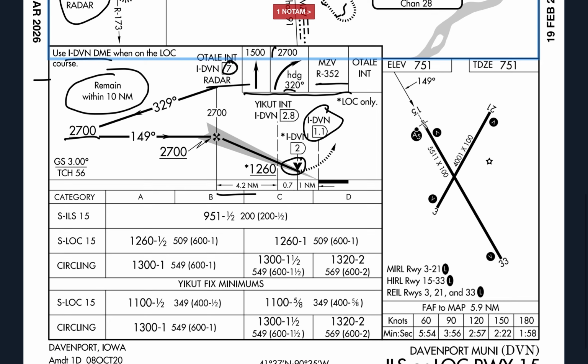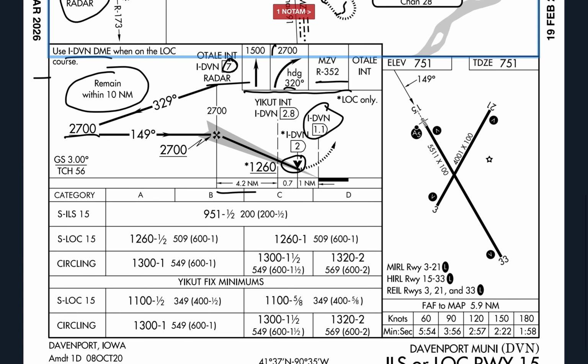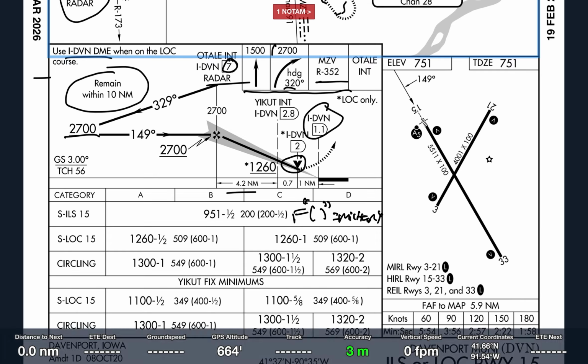All right, now looking over here, we can see that we've got the categories as well as the different sorts of approaches we're using. So if the NOTAMs don't conflict, we'll use this 951 here in half statute miles. And this 200 right here tells us the altitude AGL. Remember, anything in parentheses is military.